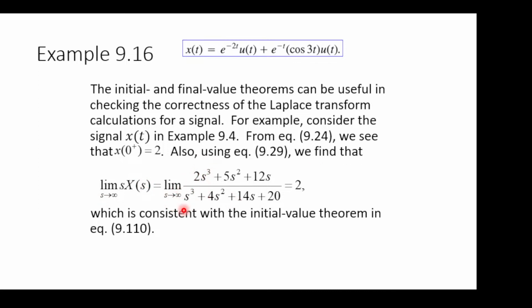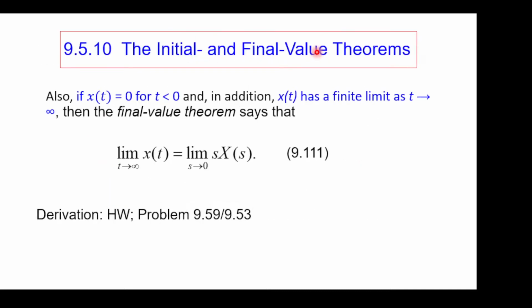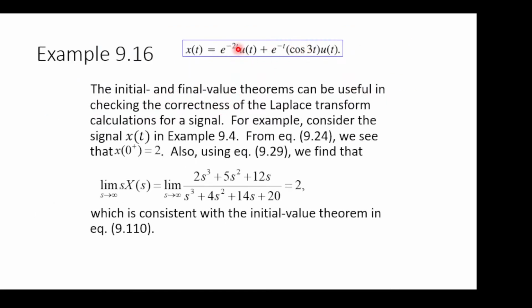look at the highest order s term in both the numerator and denominator, and they match each other, so it's 2s cubed over s cubed. So this limit is just 2 here. And that should match the initial value. And we see that, okay, so first let's check that our x satisfies this t less than 0 cutoff thing, and that's true because we always have this u of t here.